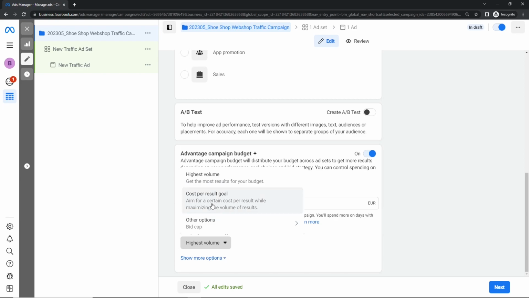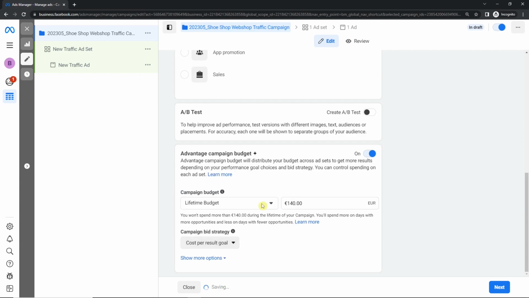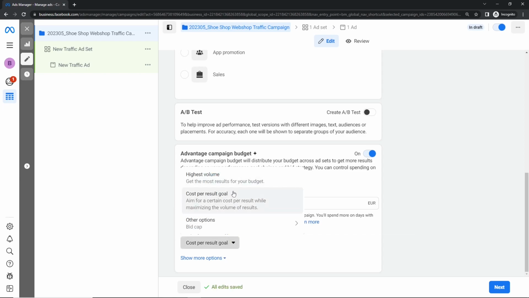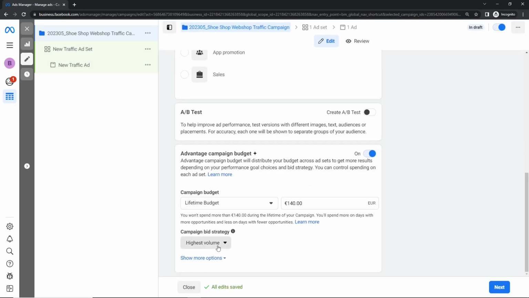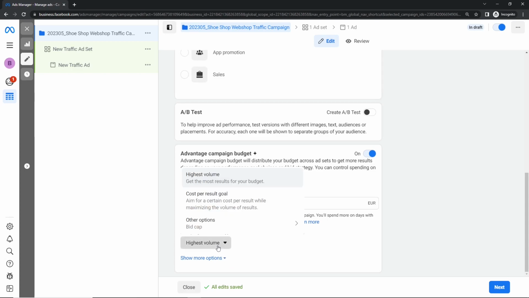If you're a bit cheaper and don't want to spend that much money or try to improve the cost per click you have, then you can aim also for a certain cost per result. Result means impressions or clicks, depending on what you choose, while maximizing the volume of results. So it's basically the same, but here you also tell them to have a fixed aim per cost. Maybe the aim is to not spend more than 30 cents per click. Then Facebook has to kind of limit that. If you only have highest volume here, then it's also okay if one click maybe costs 40 cents. And since Facebook knows better how to optimize your campaign, I always go for highest volume.